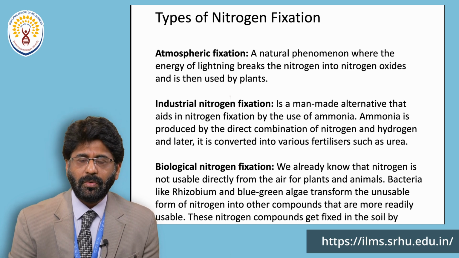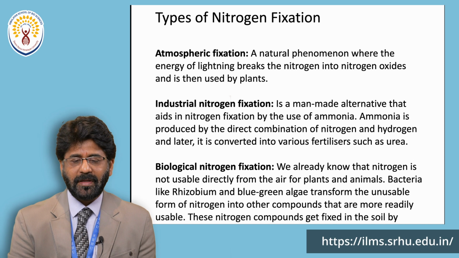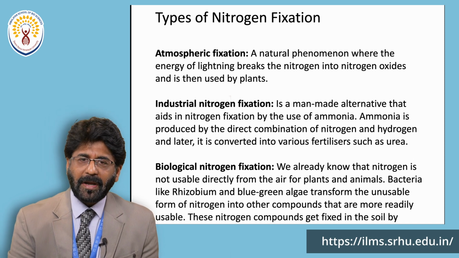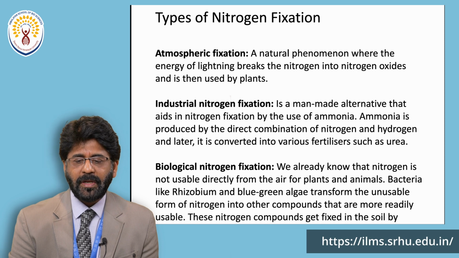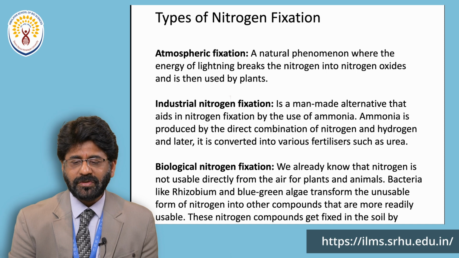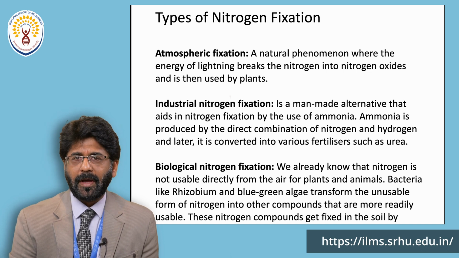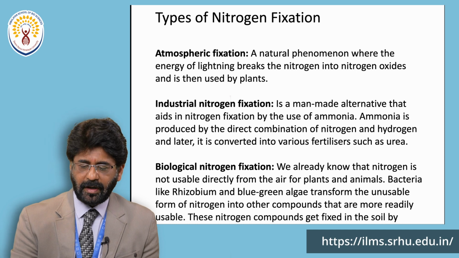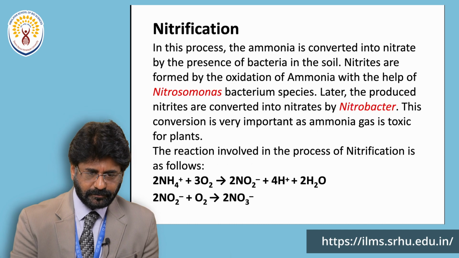We already know that nitrogen is not directly usable from air for plants and animals. Bacteria like rhizobium and blue-green algae transform the unusable form of nitrogen into other compounds that are more readily usable. These nitrogen compounds get fixed in the soil by these microbes and ultimately enter the nitrogen cycle.